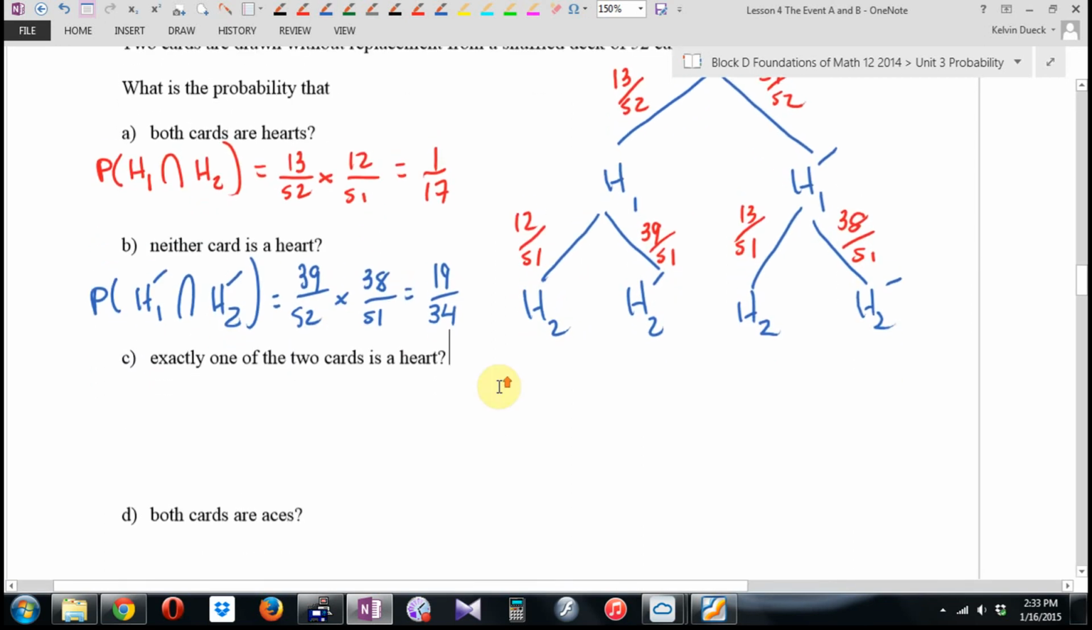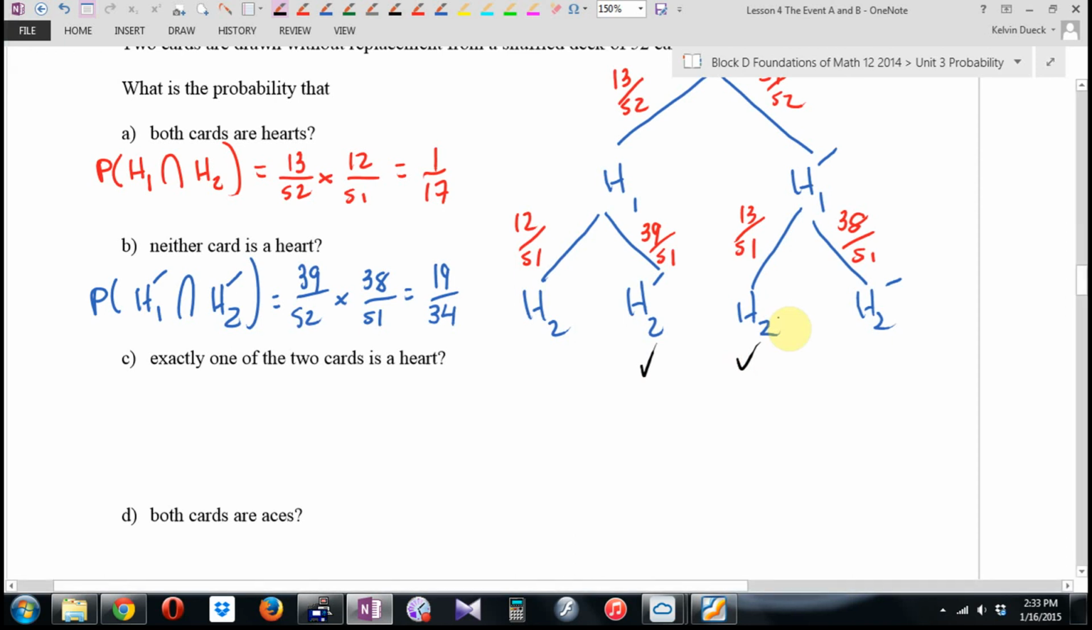C. What does C want? Which branches have one heart? And exactly one heart. Can you see there's two of them? You know what? Let's put a little check mark underneath those two branches, right? Is that okay, Mackenzie?